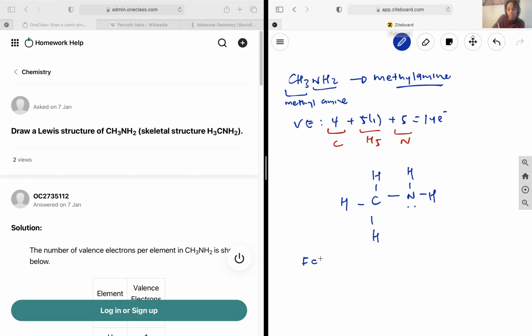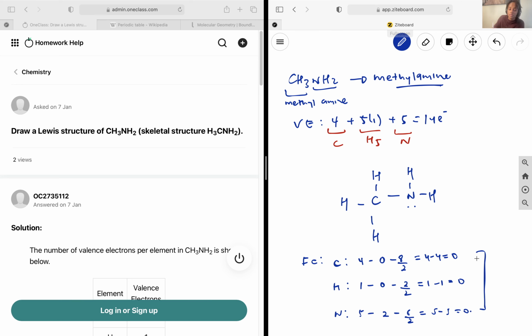Let's double check on our formal charges. For the carbon, we are going to have 4 minus 0 minus 8 over 2. This is just 4 minus 4, which is going to give us a 0. For all of the hydrogens, we are going to have 1 minus 0 minus 2 over 2. That's simply 1 minus 1, which is again going to give us 0. And lastly, on the nitrogen, we will have 5 minus 2 minus 6 over 2, which will just give us 5 minus 5, which will give us 0. So the formal charges all make sense. We have a net of 0 as expected, and our valence electrons are all accounted for, making this the final structure.